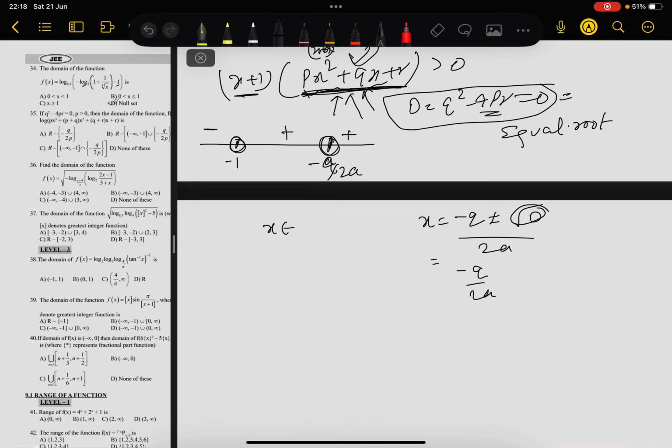So let's find out the root, because this should be positive. So minus 1 to this root, minus q by 2a, right, union minus q by 2a to infinity. This is the answer. Let's check the options also here.